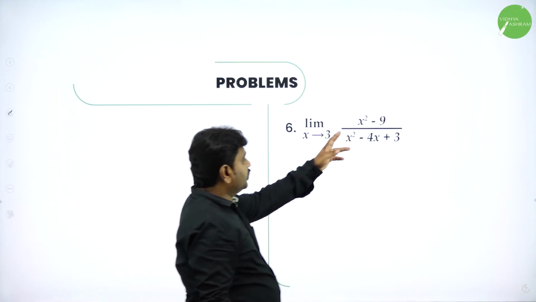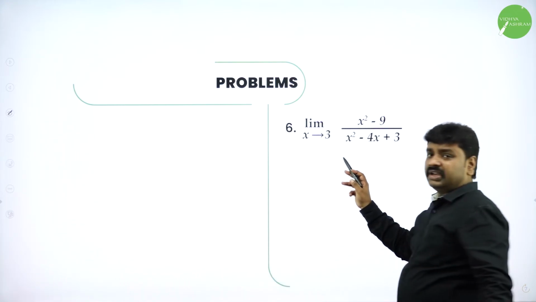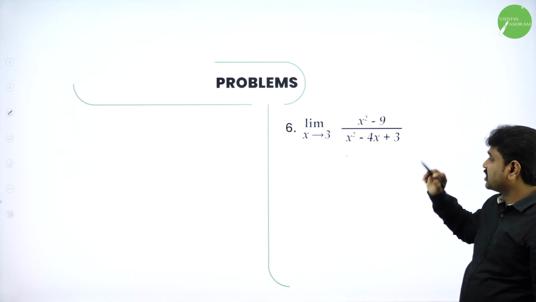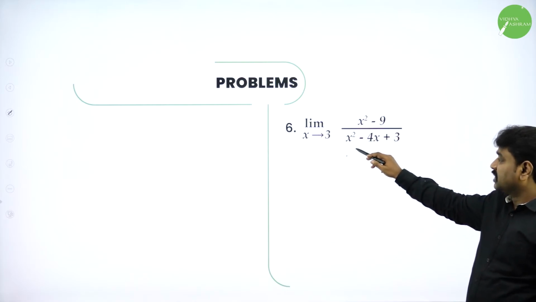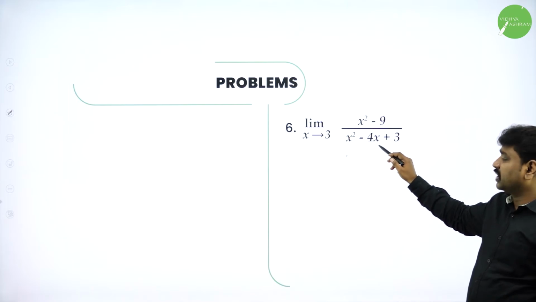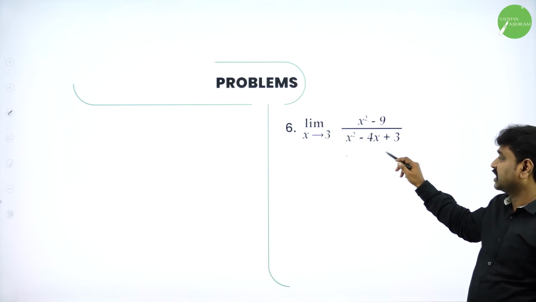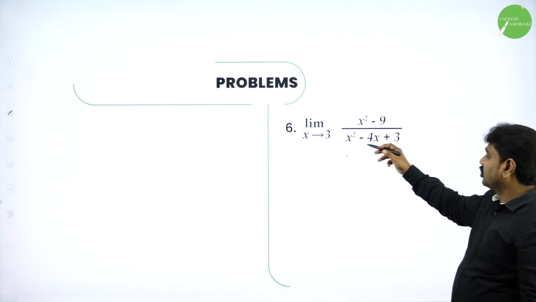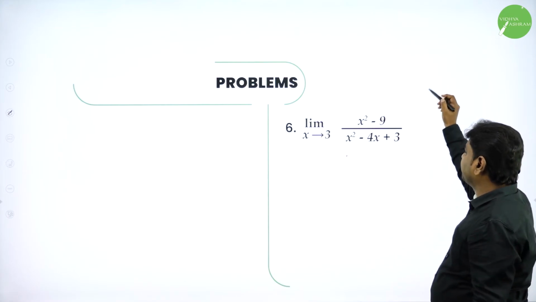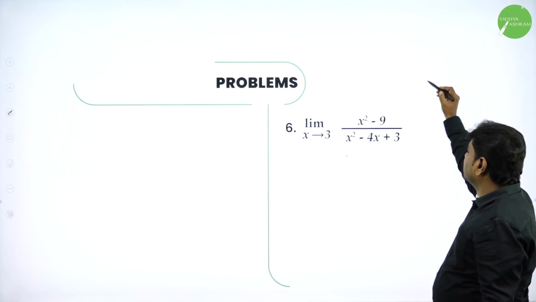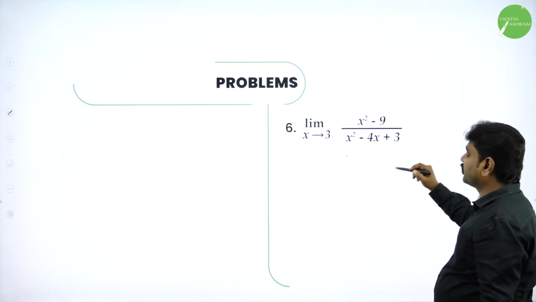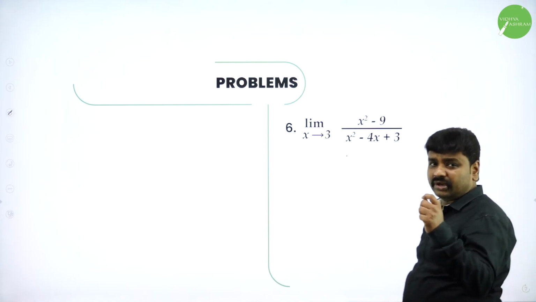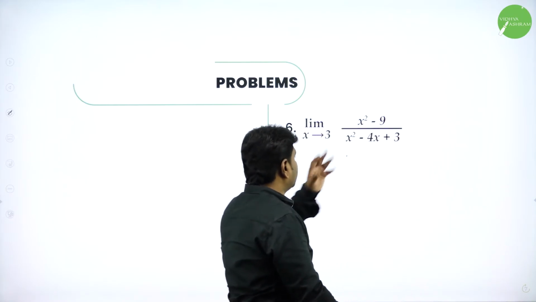Further, limit x tends to 3, x square minus 9 divided by x square minus 4x plus 3. In the place of x, if you put 3, 3 square is 9, 9 minus 9 is 0; 3 square is 9, 4 times 3 is 12, 9 minus 12 plus 3, if you simplify. So do we get the answer? We'll see. x square minus 9 and x square minus 4x plus 3 will not give you a unique value. So we'll factorize this.